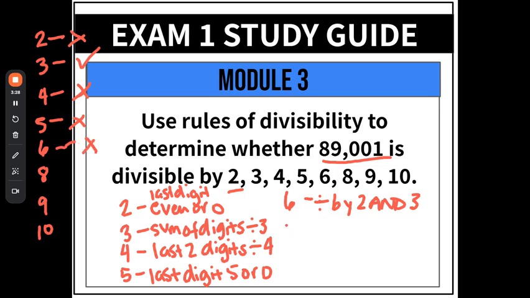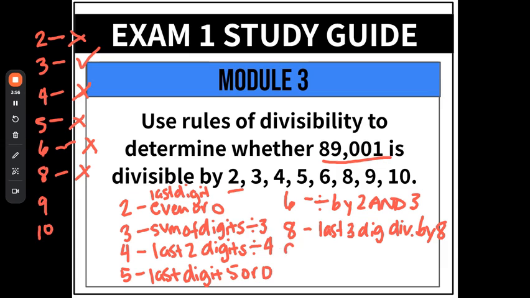Okay? 8. The divisibility rule for 8 is if the last 3 digits are divisible by 8. Last 3 digits divisible by 8. And that's also going to be a no, because 0, 0, and 1.